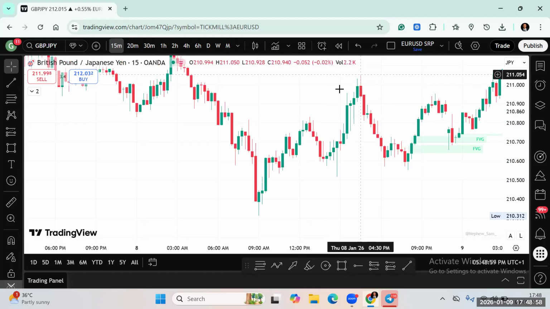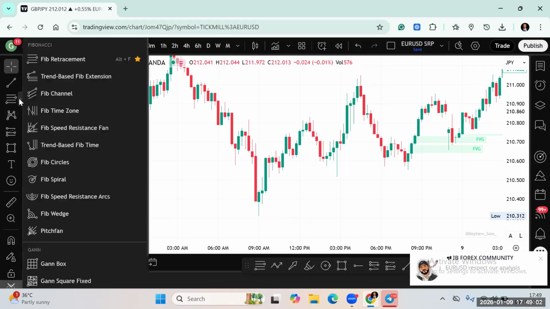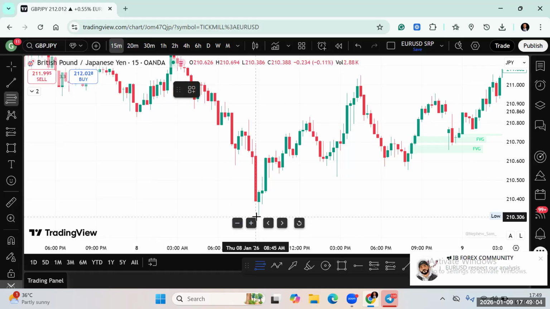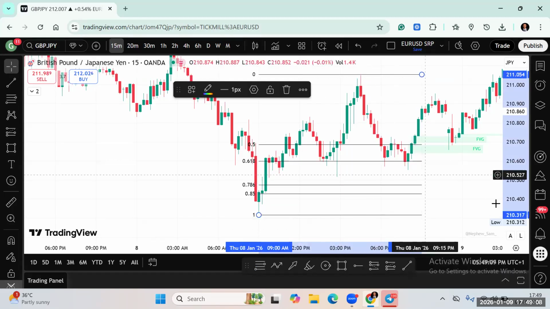But then it kept buying. It kept buying. So this is the complete range. So this is the complete range from here to here. And you wait for price to come to your POI, this zone. And then that's where the buy started.